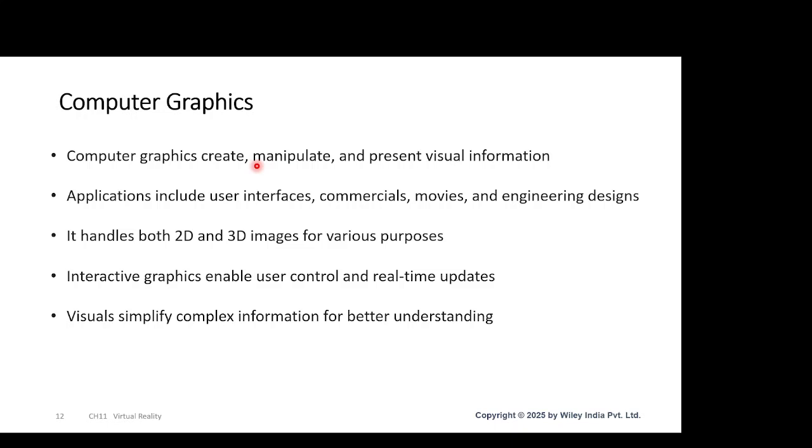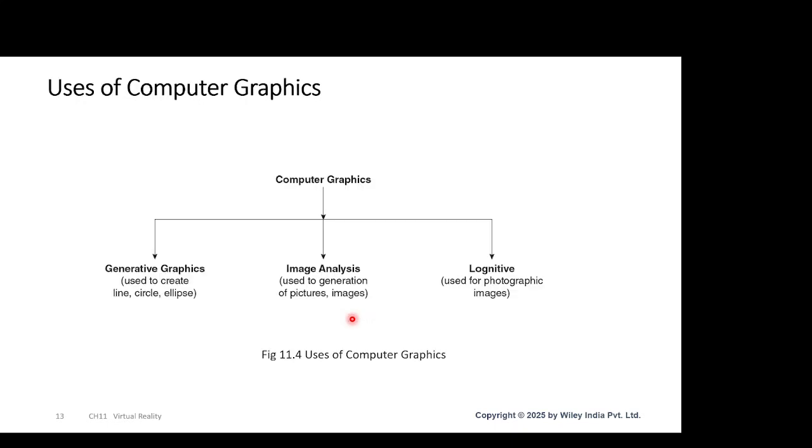But first, let us understand what computer graphics is before we take virtual reality again in detail. Computer graphics create, manipulate, and present visual information. Applications include user interfaces, commercial ads, movies, engineering designs. It handles both 2D and 3D images. Interactive graphics enable the user to control and have real-time updates. Visuals simplify complex information for better understanding. It is rightly said that one image is equal to 1,000 words.